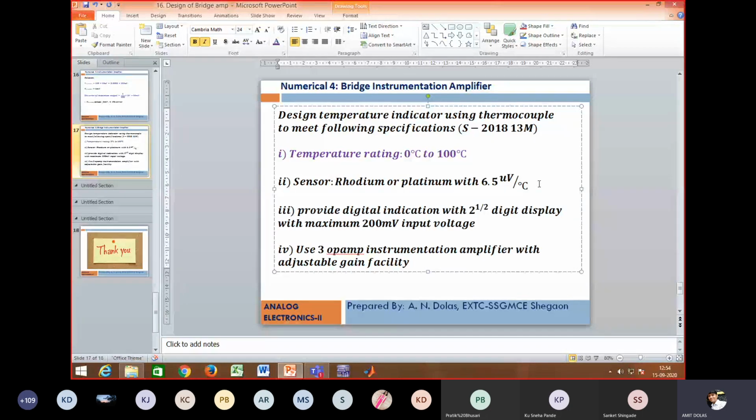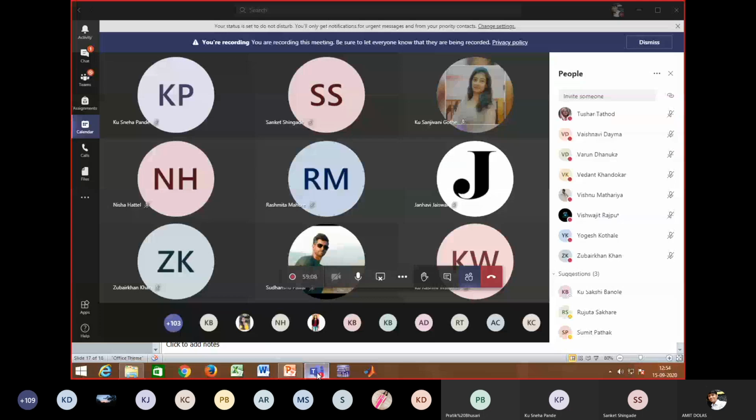So it is very easy just to calculate maximum VID for maximum temperature. Accordingly, set maximum gain for maximum output and accordingly choose value of R1, R2, R and R dash. This much is sufficient here. So any question from your end? I'm waiting for questions from your end.